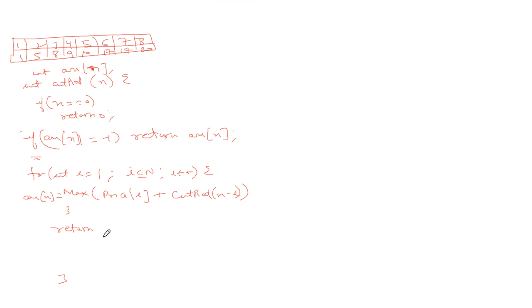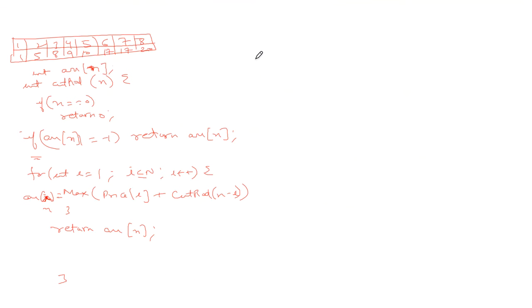Just a second, let me see. Return arr of n. Okay. So just go through it, guys. Is there any problem with this? Should it be arr of i? Whether it should be i or n? n. Okay, let's try to see.